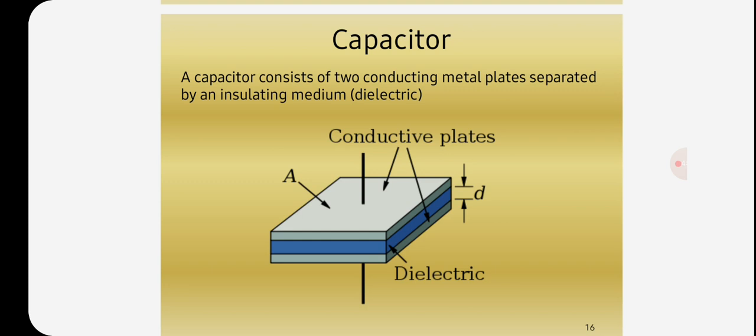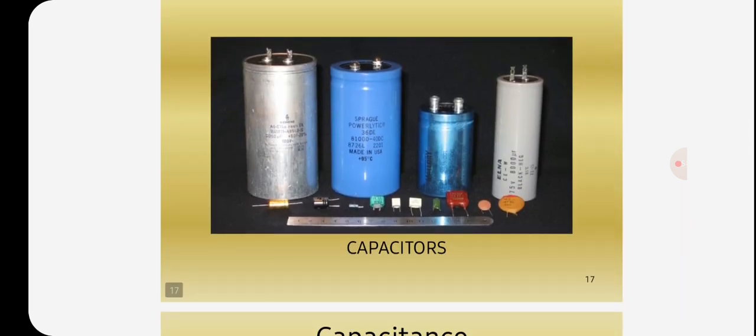So, a capacitor consists of two conducting metal plates separated by an insulating medium, that is, a dielectric. You can observe in this diagram: two are the conductive plates. The distance between them is d, and between the two conductive plates is the dielectric. A is the area of the conductive plate. So these are the capacitors.